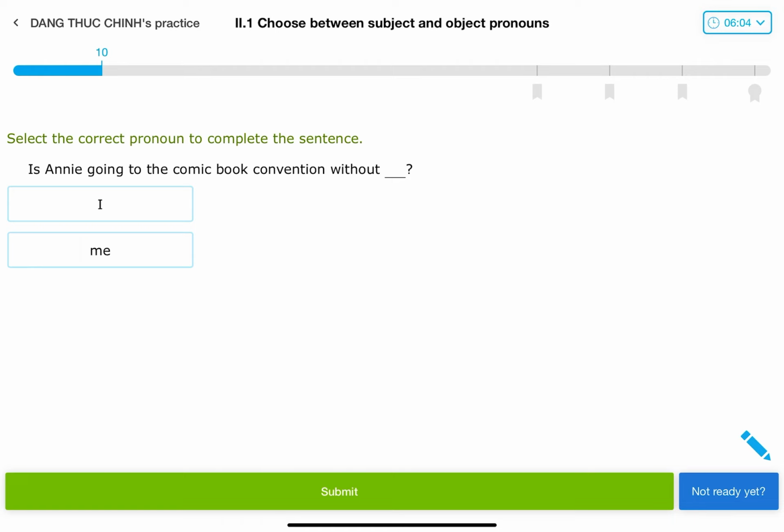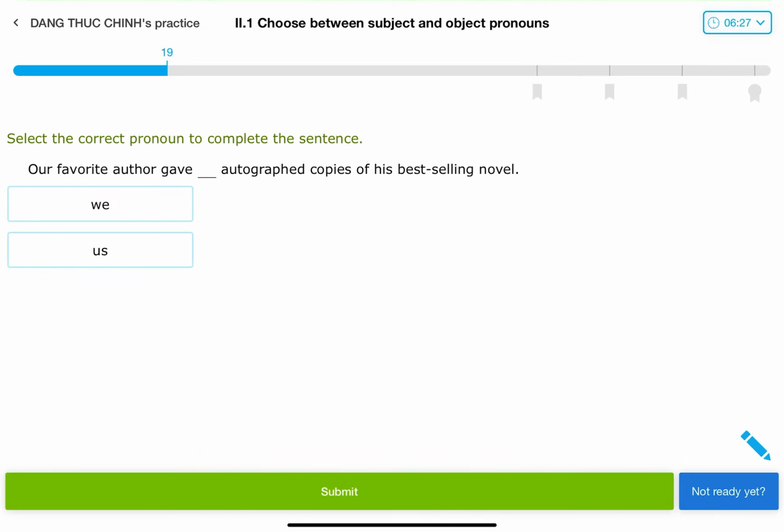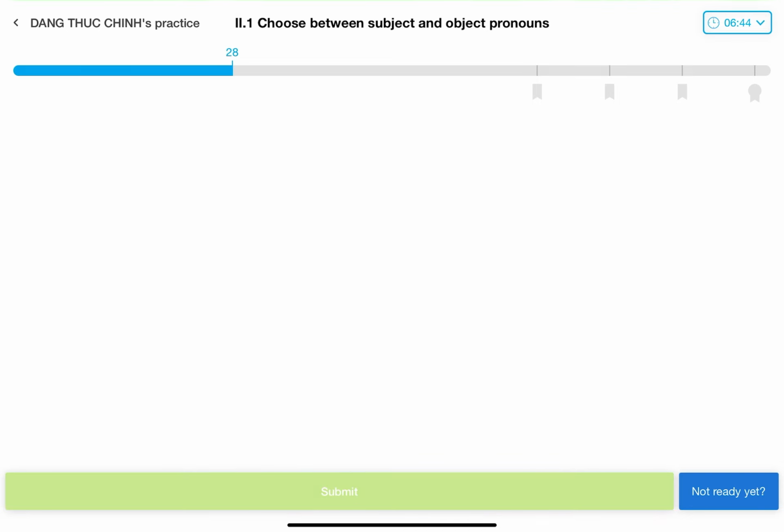Is Annie going to the comic book convention without me? Without I, it's not going to work. Next: Our favorite author gave us autographed copies of his best-selling novel. Okay, we use us because it is after the action verb gave. It's not going to be gave we.